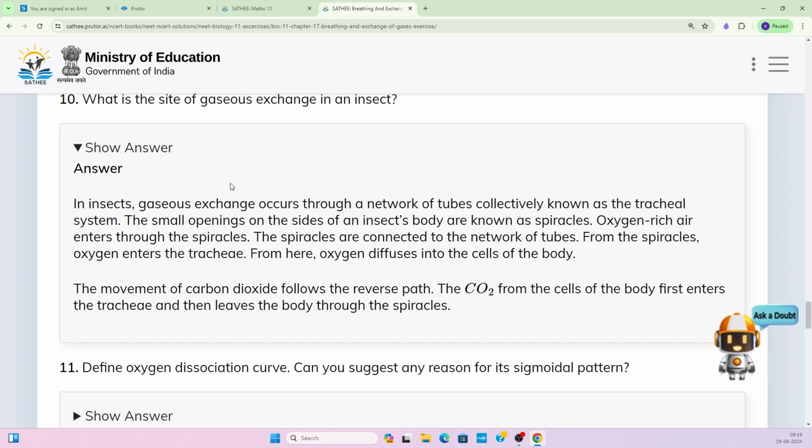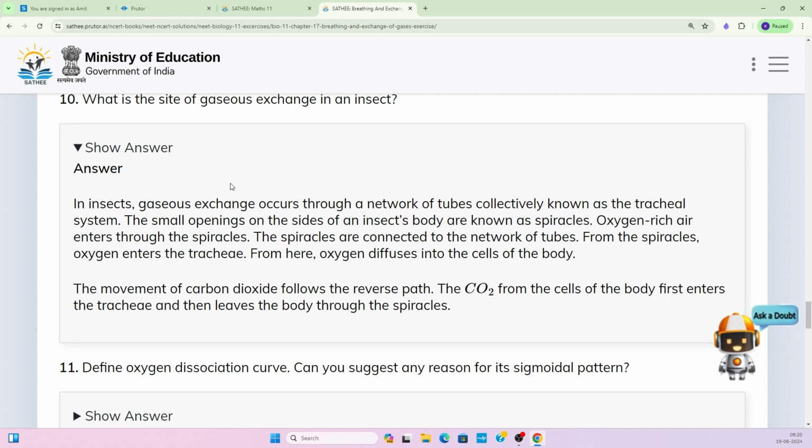The small openings on the side of an insect body are known as spiracles. If you see the insects from the side, you can see small holes present. These small openings on the sides of the insect body are known as spiracles. Oxygen-rich air enters through these spiracles and gets to the tracheal tube. The spiracles are connected to a network of tubes called the tracheal tube, trachea-like structures.